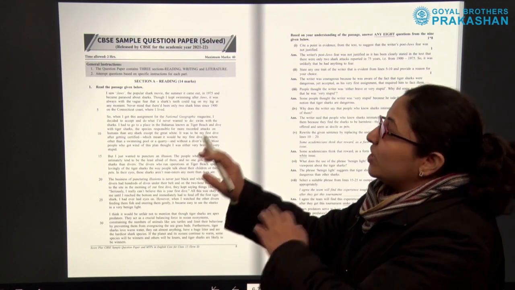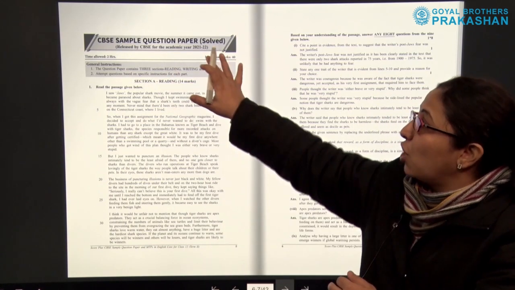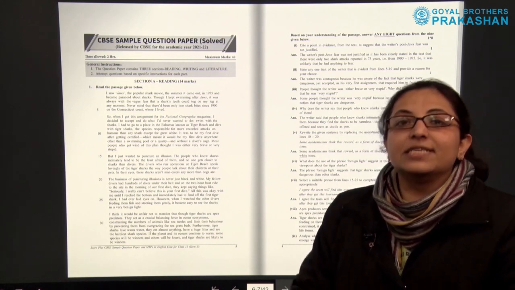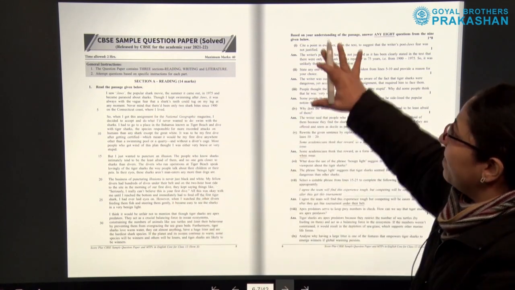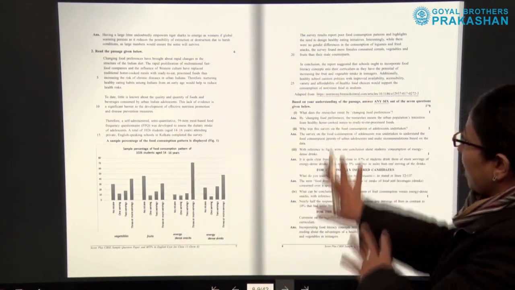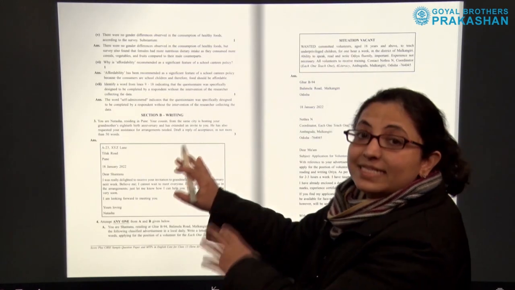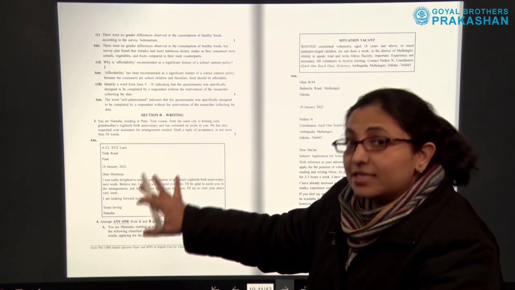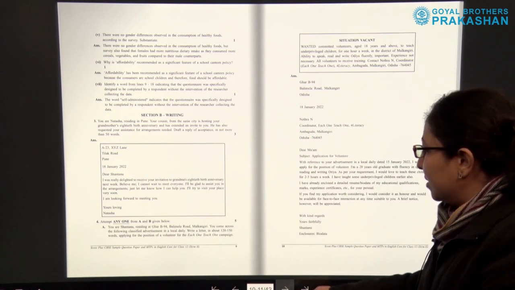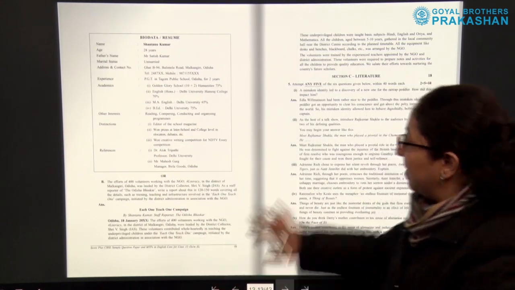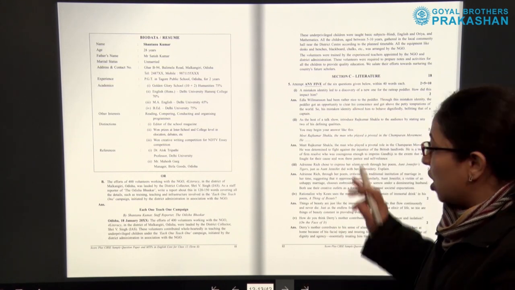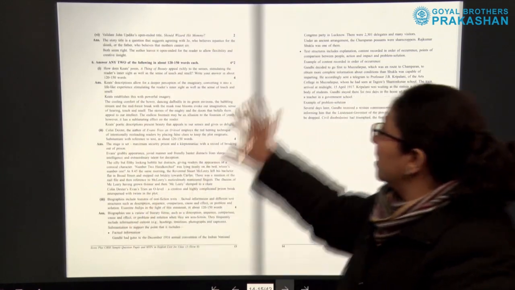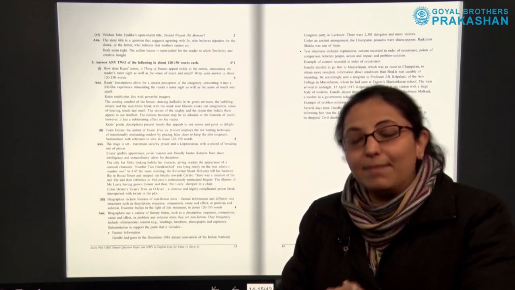This is section A, the solved CBSE sample question paper released by the CBSE board for this term's examination. This is the reading section, section A. The answers are given along with the questions. After that, we have section B, the writing section, with answers along with the questions. This is section C, the literature section, and as I mentioned earlier, all the answers are provided along with the questions. So this is the CBSE sample question paper.